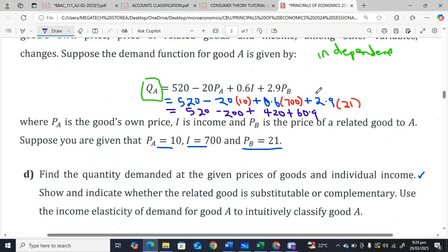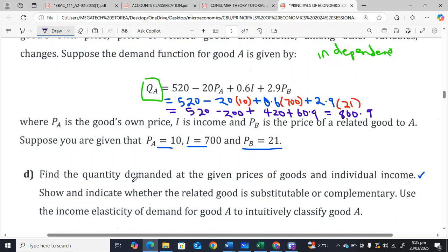Okay, colleagues, so let's do 520 minus 200 plus 420 plus 60.9. That gives 800.9. Colleagues, confirm. Any questions? Wonderful.